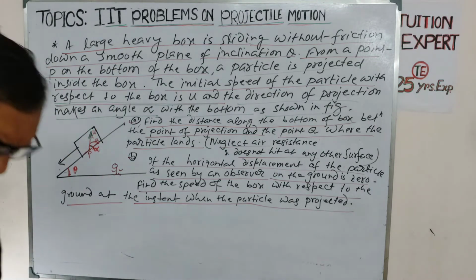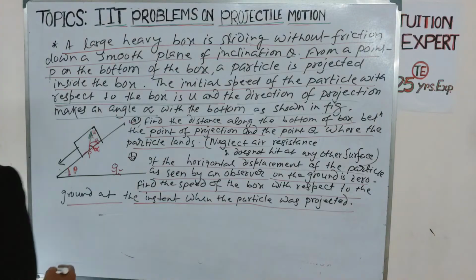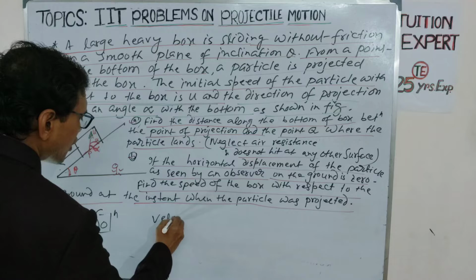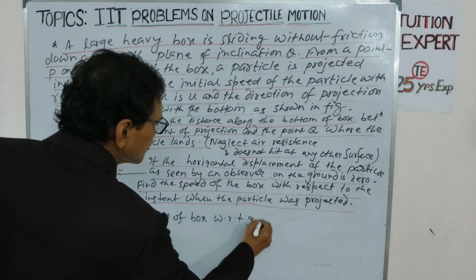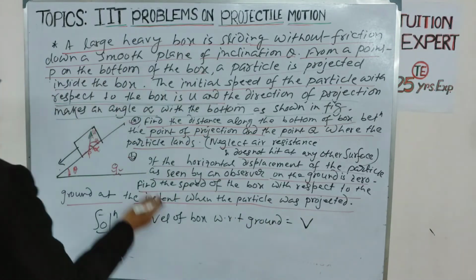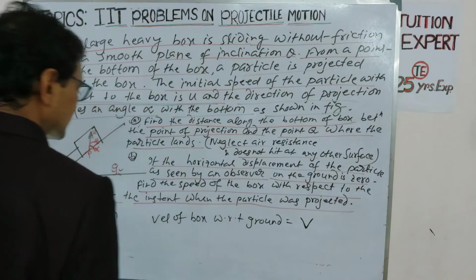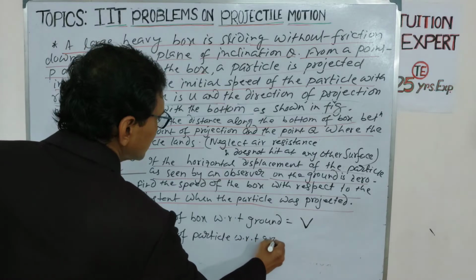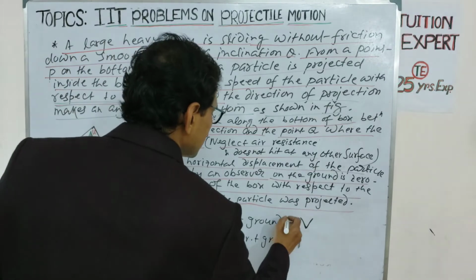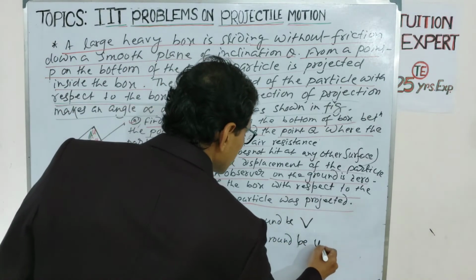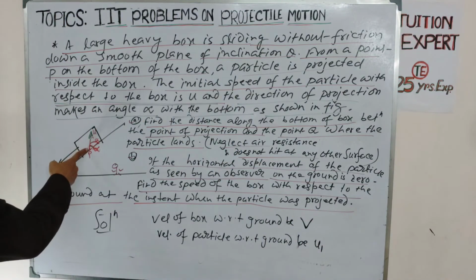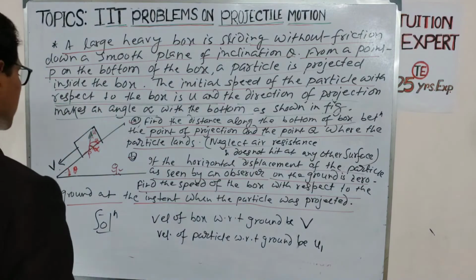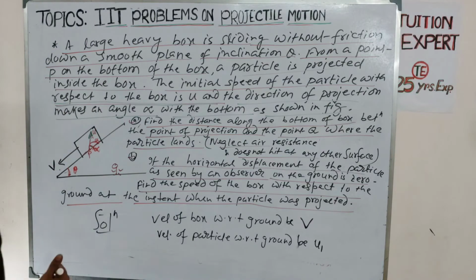Here two motions are given. To solve this problem, we have to consider two velocities. One is the velocity of the box. Solution: velocity of box with respect to ground equal to, suppose, v, in this direction. And velocity of particle with respect to ground, suppose this is u1. We take the velocity of the particle with respect to ground as u1 and the velocity of the box with respect to ground as v.